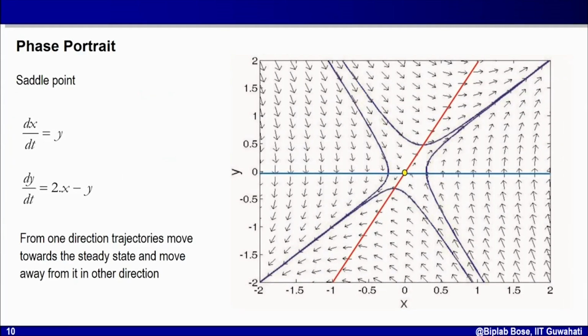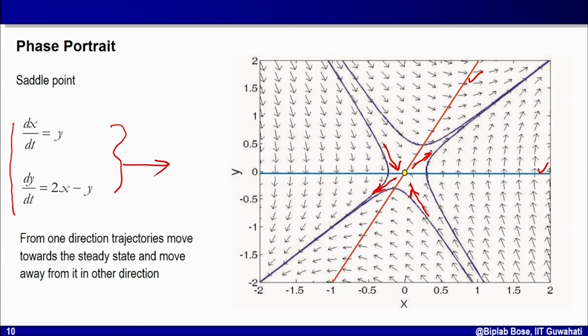Let us look into a few more examples. Here comes the saddle point. This system of ODEs, that is dx/dt equal to y and dy/dt equal to 2x minus y, gives rise to this phase portrait. Again, these two colored lines are null lines, and these arrows here represent the slope dy/dx. As you can see, there are two paths through which you can actually reach the 0, 0 steady state position, whereas there are other paths which diverge away from it.